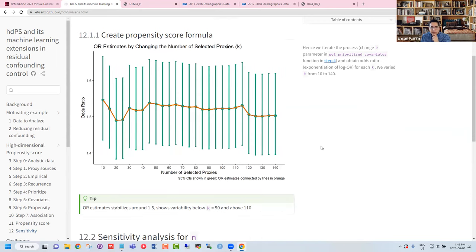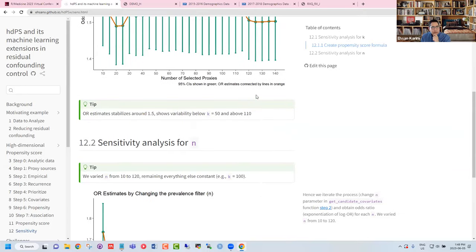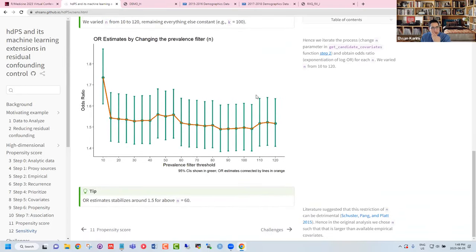One other restriction that was originally proposed in the literature was what should be the restriction in terms of the prevalence of the covariate. Remember in step two, when we talked about the prevalence of covariates, and we were more worried about whether we are having some zero cell or low cell frequency, we chose that we want N to be 200. This is something that you can also check using this sensitivity analysis. You can choose the top 10 prevalent covariates in step two, and you can repeat the whole analysis again, and you can try to see whether that analysis changed anything over time.